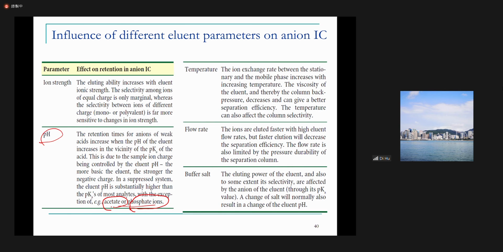Related to that is also the buffer salt, talking about the elution power of the eluent, which is the nature of the buffer salt. Again, we think about the charge density and then selectivity. So this is pretty general. After we talked about it in so much detail just now, it should be easy for you to understand now, right? No difficulty, right?